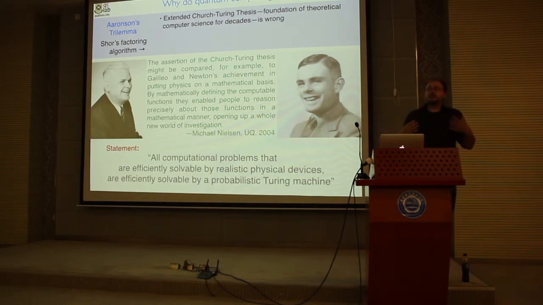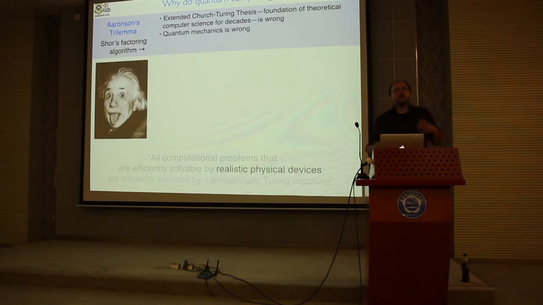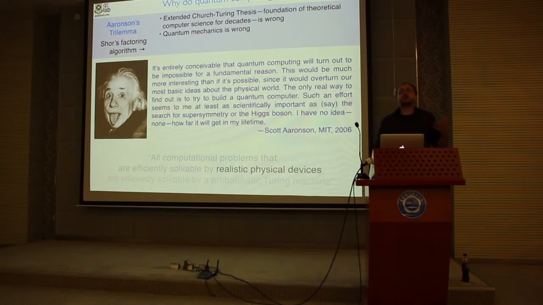So if you go to a computer scientist my age or older and say to them, the Church-Turing thesis is wrong, they will say, no, you're wrong. And maybe they're right. Maybe the Church-Turing thesis is fine. Maybe the problem is these realistic physical devices. Maybe when we start building a bigger and bigger quantum computer, we'll find it'll stop working for some fundamental reason. And Scott Aaronson says this would be much more interesting than if quantum computing was possible, since it would overturn our most basic ideas about the physical world.